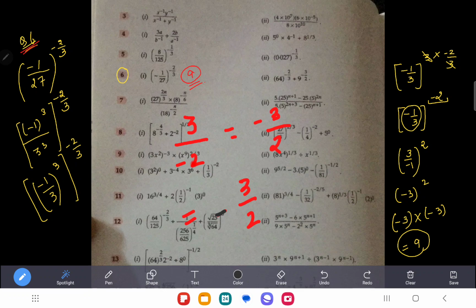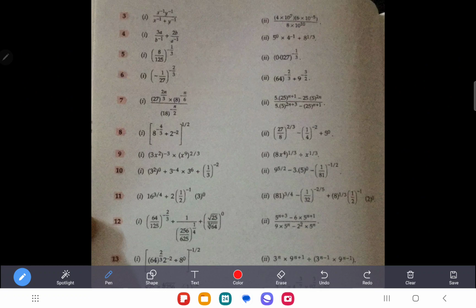Understood? Yeah, I understand. And here also I'm confirming that the fraction is negative because of -3. Understood or not? Okay, so this is the concept. Now you understand.